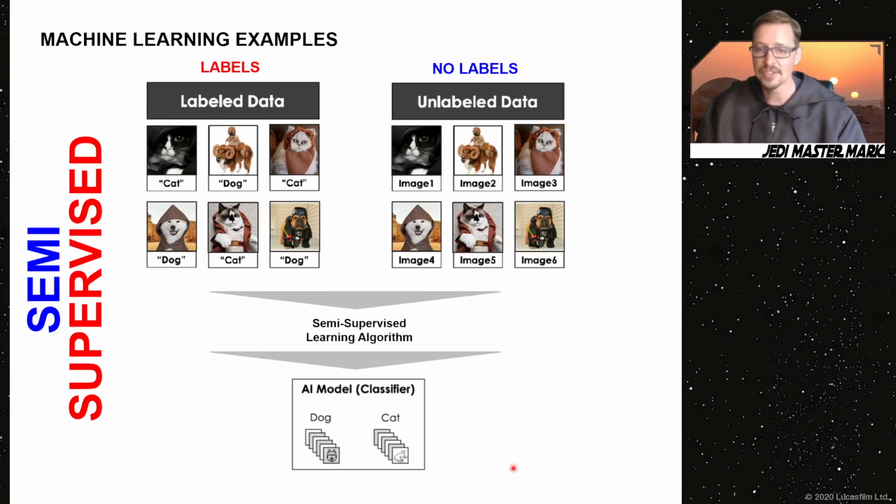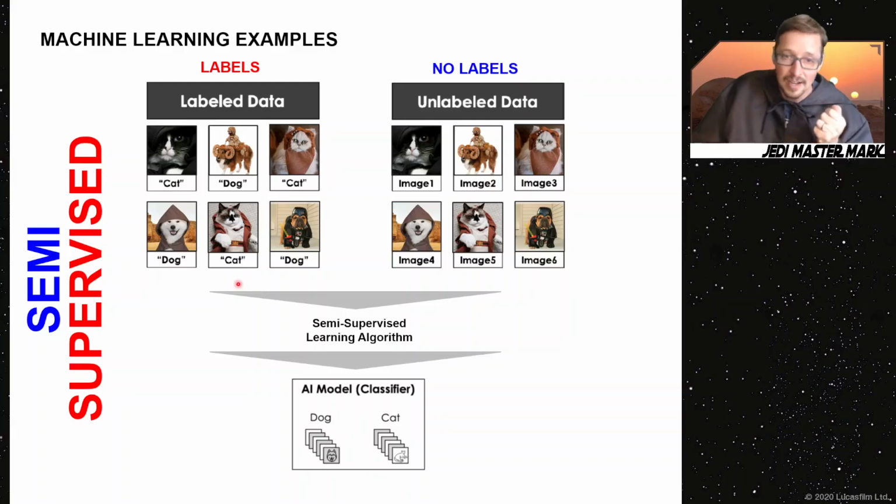And then, as I mentioned, semi-supervised is going to take sometimes a little bit of labeled data and a lot of unlabeled data, and integrate it into an algorithm that's going to get really good at predicting dog or cat. So much better than if you just trained a supervised algorithm on the labeled data.